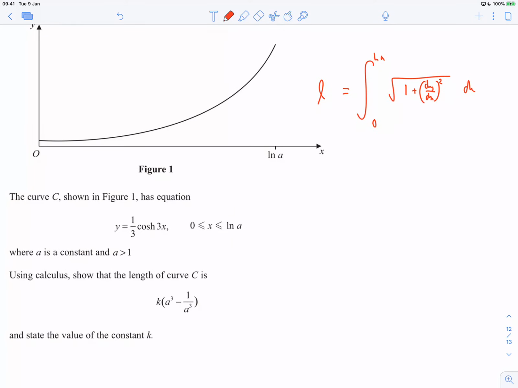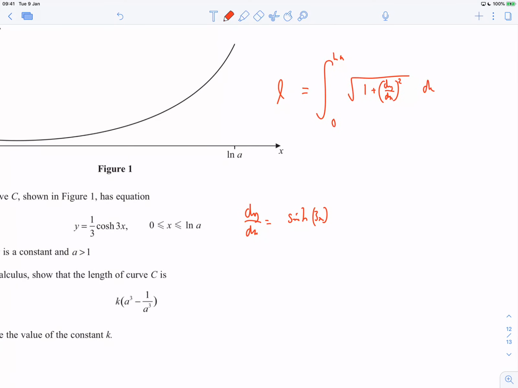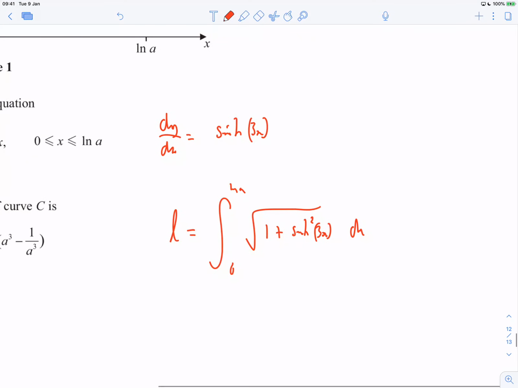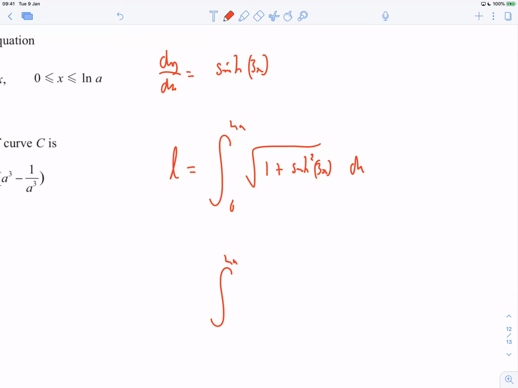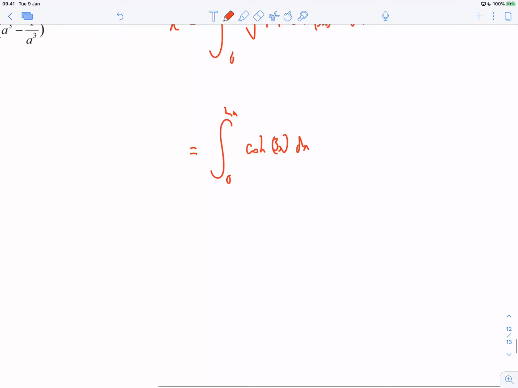Okay, if y equals cosh of 3x, then I believe dy by dx is just going to be sinh of 3x. I believe so. Cosh differentiates to sinh. The 3 comes out, so it cancels with the third. Lovely jubbly. So this line integral just goes from 0 to ln A of the square root of 1 plus sinh squared of 3x dx. And then I believe 1 plus sinh squared is cosh squared, so this integral just becomes cosh of 3x dx. Cosh integrates to sinh of 3x, and this is evaluated between 0 and ln of A.